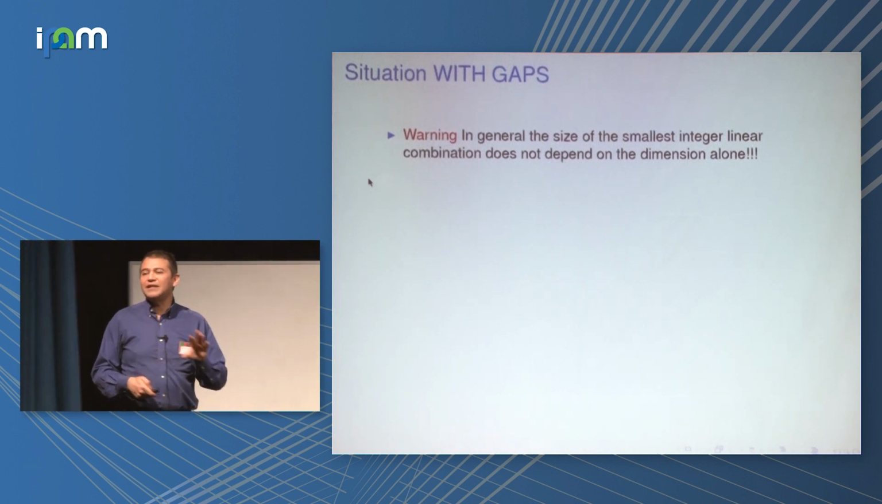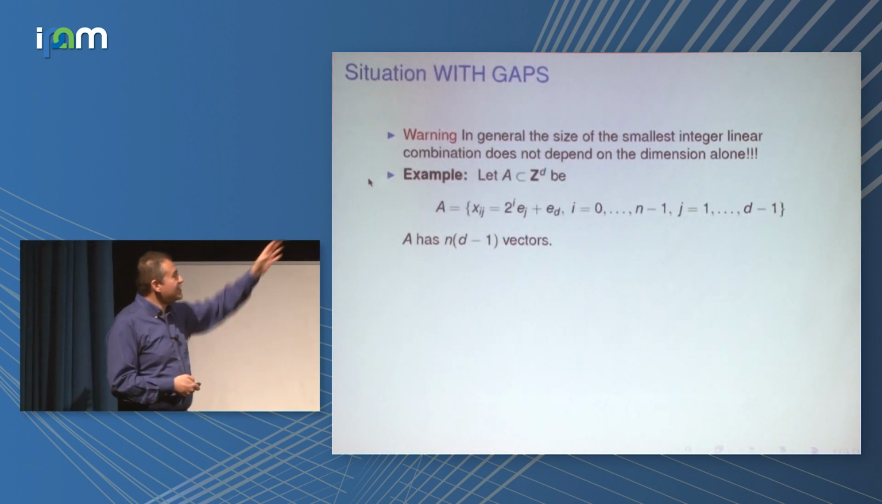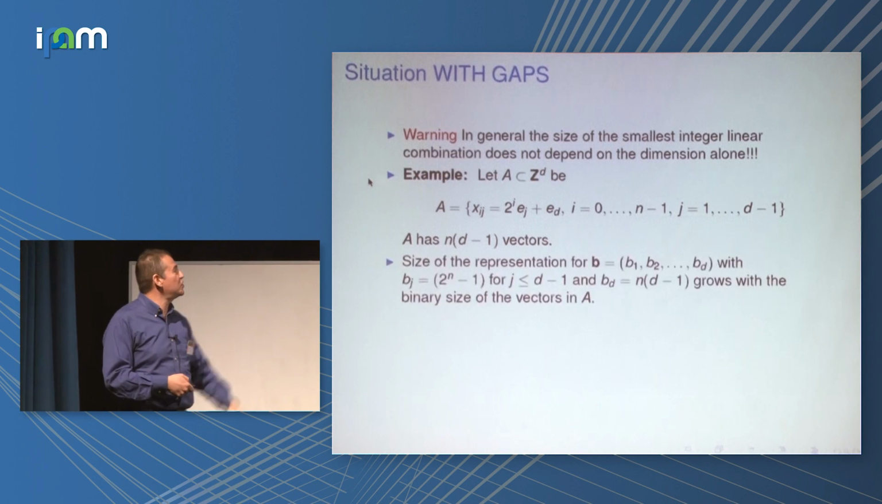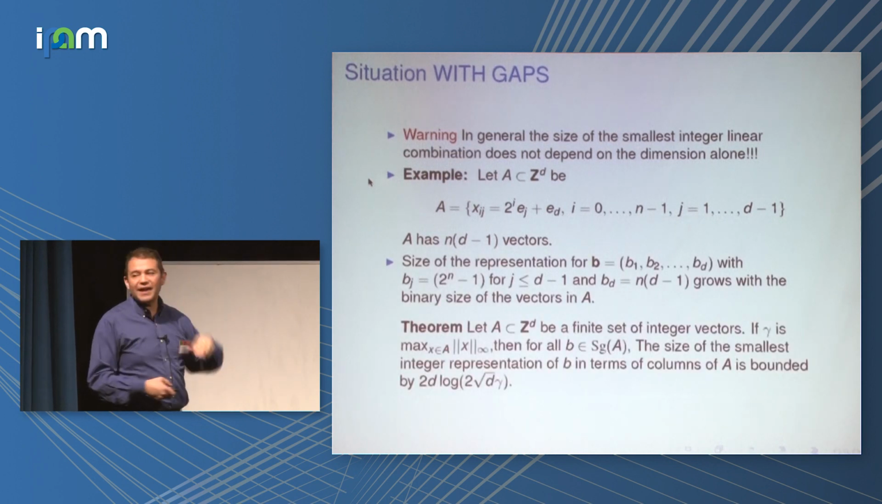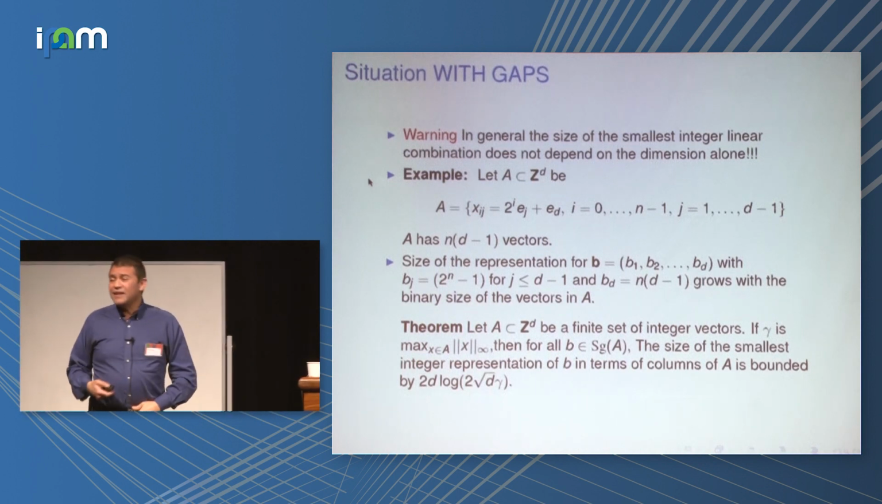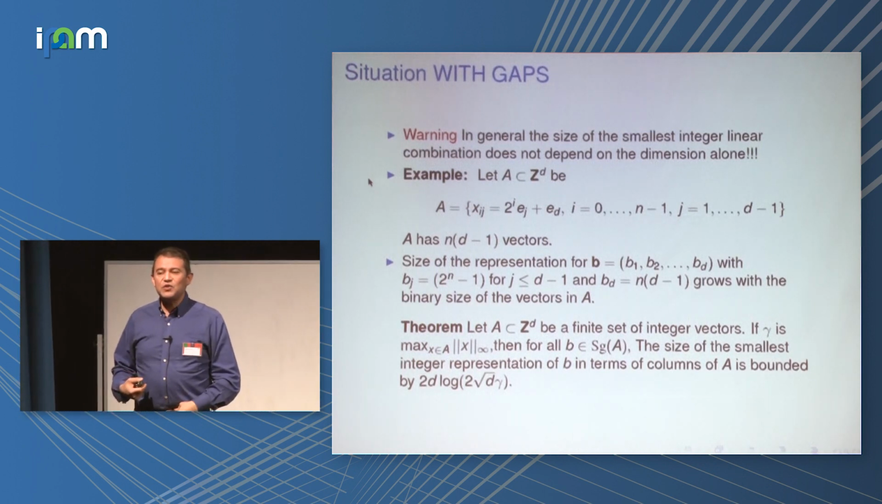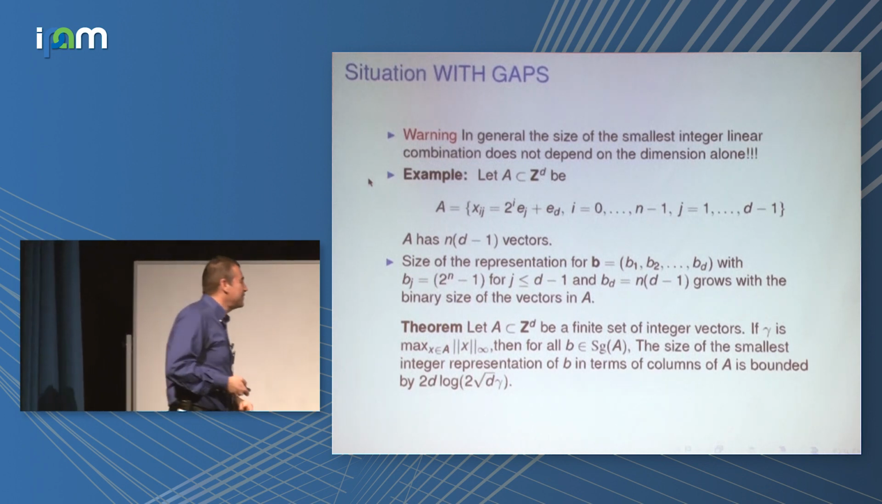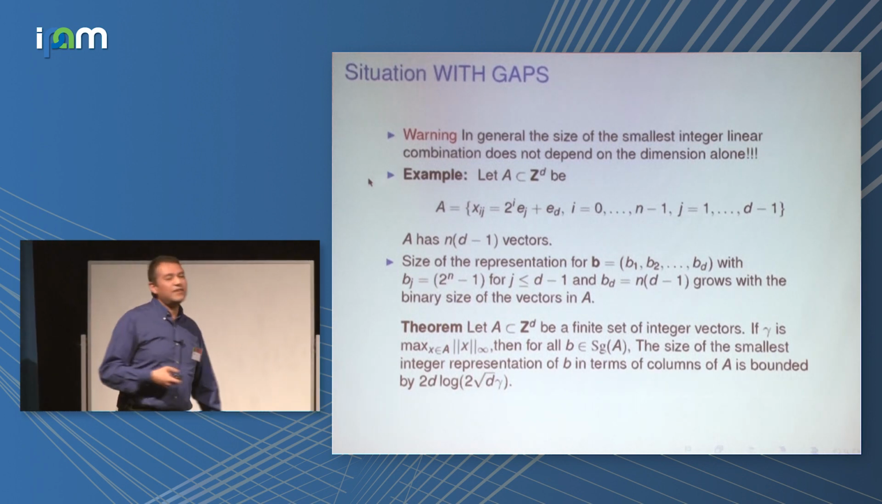I'm not going to go over the details of why, but there's an example of a specific point configuration that, if you try to bound in terms of just the dimension, is not going to work. I wish I had time to tell you more, but the theorem is the following.